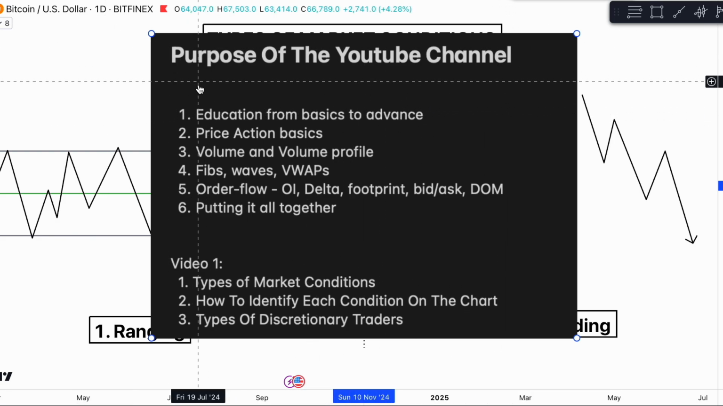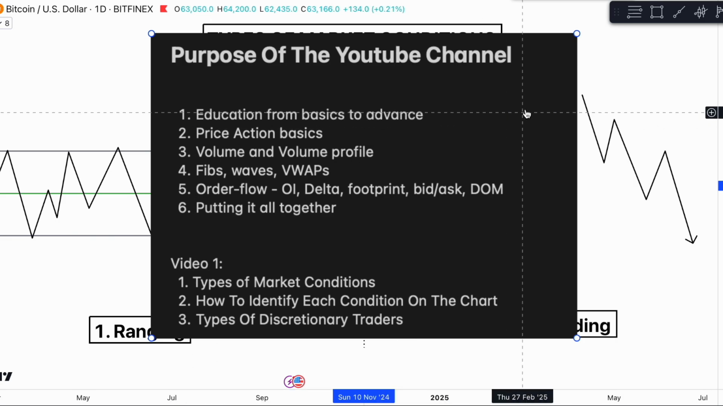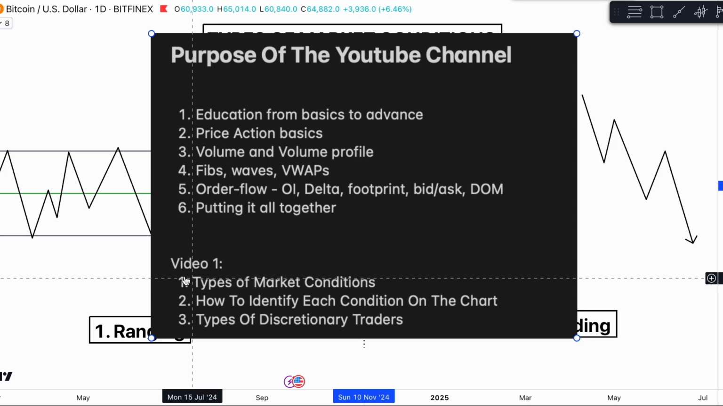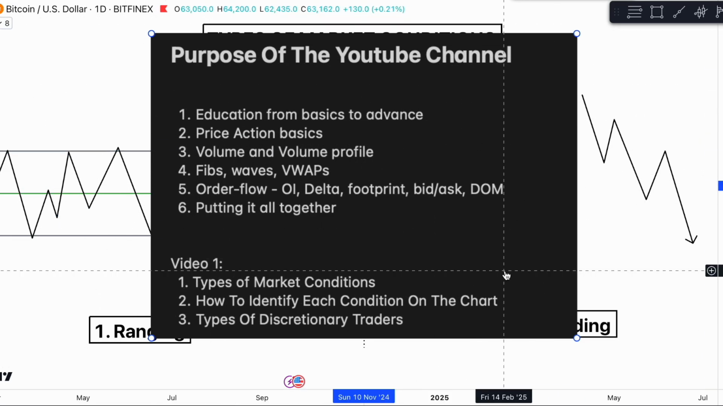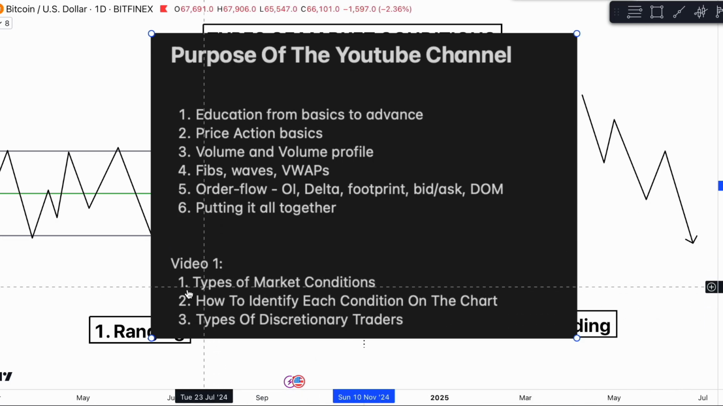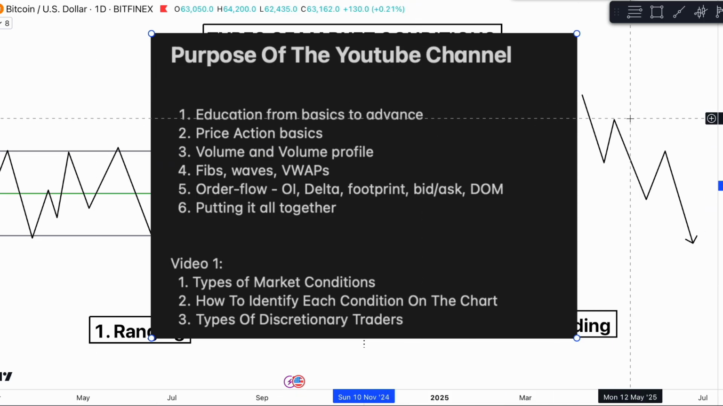I want to make this an educational pursuit and also include a lot of market updates at the same time. So, we'll start with some basics, then price action, volume profile, fibs, waves, VWAPs, order flow, open interest, delta, footprint, bid ask, depth of market. I usually use a combination of all of these in some form in my day trading. So before we get there, I want to educate you about what it is, how I use it, and then we can combine all of that to teach you about a trading system.